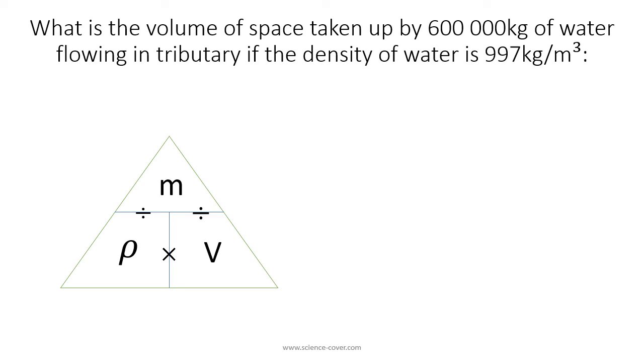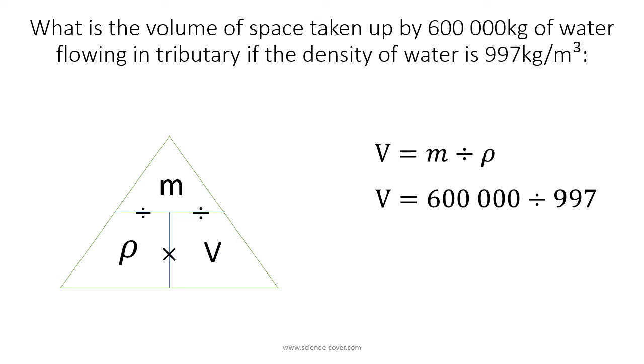What is the volume of space taken up by 600,000 kilograms of water flowing in a tributary if the density of the water is 997 kilograms per meter cubed? So this time we want volume. So if we cover that, we see that it's mass divided by the density. So the mass of the water is 600,000 and the density of the water is 997. So this means that the volume that the water takes up is 601.8 meters cubed.